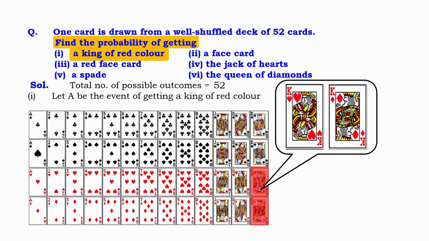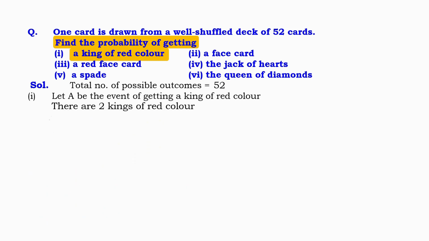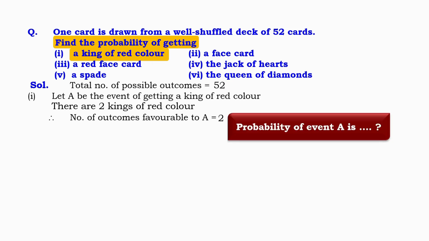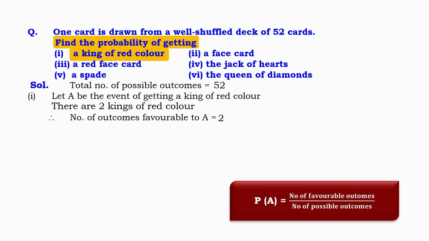So now there will be 2 kings of red color. So the number of outcomes favorable to A will be equal to 2. The probability of event A will be equal to the number of favorable outcomes divided by the number of possible outcomes. So that is equal to 2 by 52. If you simplify, it will come to 1 by 26.